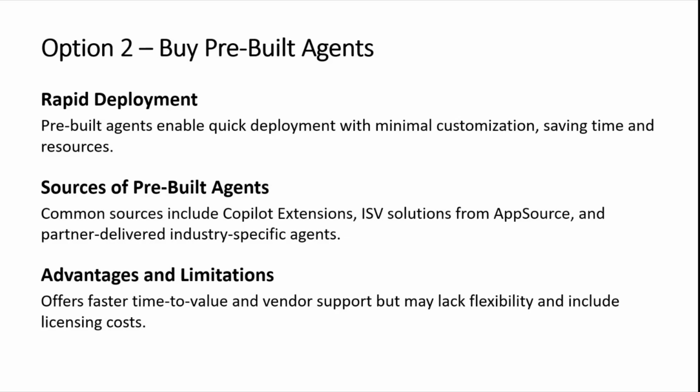Then distribution and governance: if you buy from a marketplace, ensure you look at vendor support, update cycle, and security and compliance, since you will integrate it into your enterprise environment. Then customization possibility: some marketplace agents will allow extensions or integrations, so check if you can adapt the agent rather than the vendor locking it down. And trial first: if available, try a pilot before full rollout to validate that it really fits your business needs.